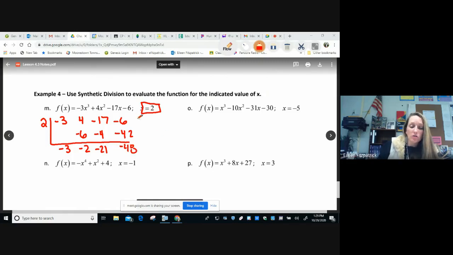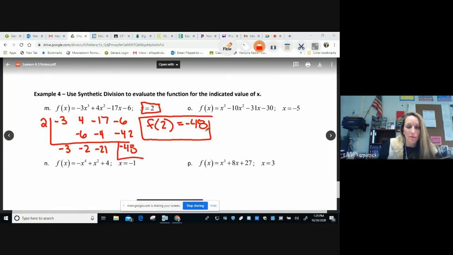Okay, the answer, and I'm going to explain this in just a bit, in 1 minute. The answer is that f of 2, meaning when I plug 2 in for the function, my outcome is -48. So what I'm looking for when I do the synthetic division, I'm looking for the remainder. That's the answer to the problem. But if you're confused, like how did synthetic division give us this answer?